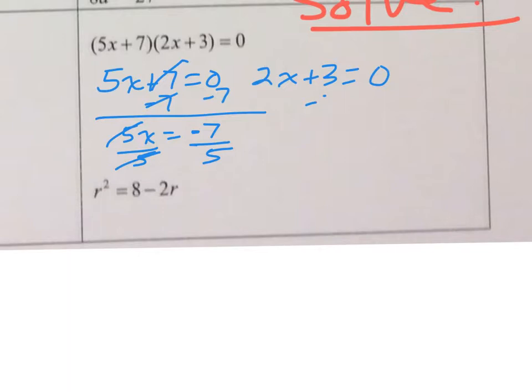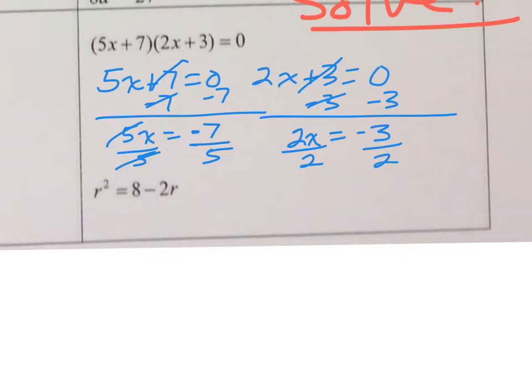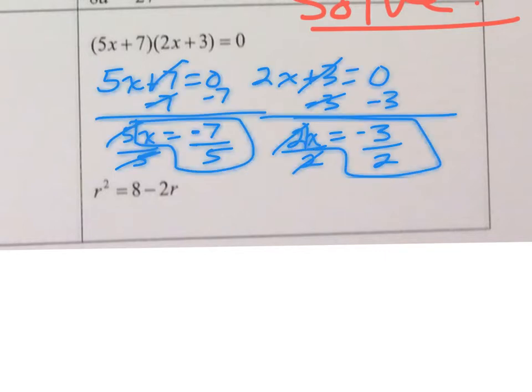And then over here we'll do the similar thing. We'll subtract 3 from both sides. Those cancel. So 2x would equal negative 3. Divide both sides by 2. So my solutions are -7/5 and -3/2.